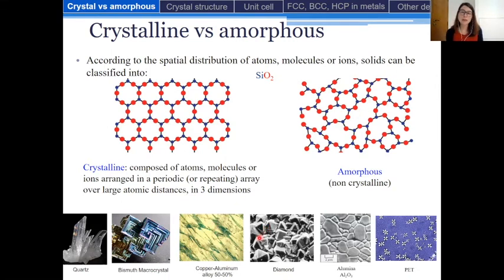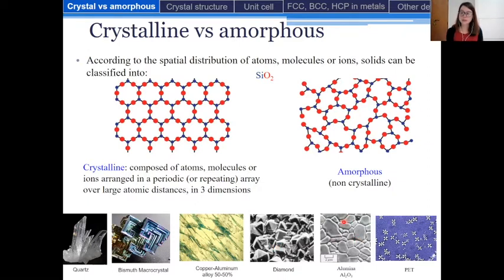Then we have diamond, so it is only composed of carbon. And as you can see, we have different particles. So it seems to be particles in this image. And in fact, it corresponds to different crystals. We are going to see how they are formed.